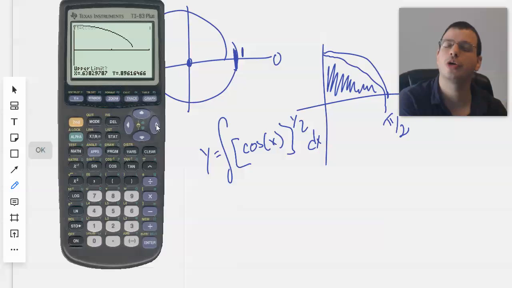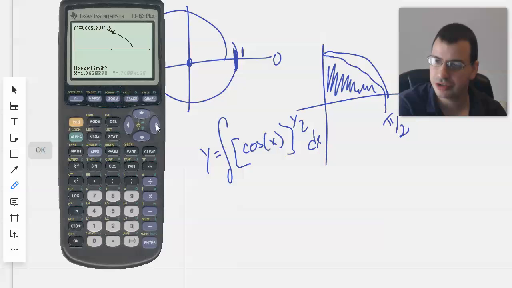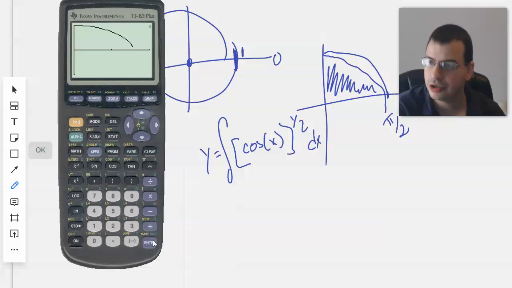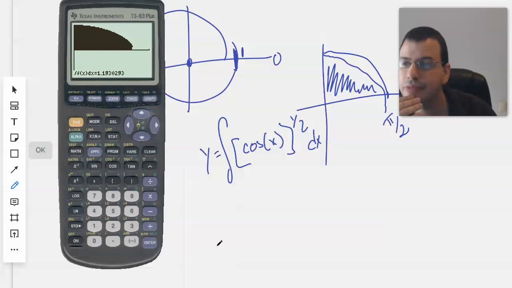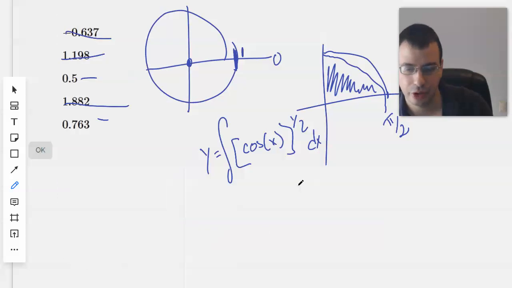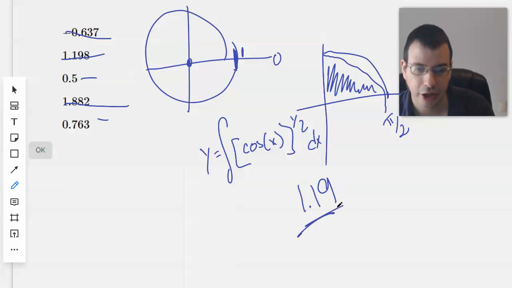Oh, you are so slow, calculator. See, this is why I dislike the use of calculators. So we're going to get a number here. I want to make sure I don't go past pi over 2. So maybe back 1. It's probably good there. Enter. Do a bunch of Riemann sums. 1.19. Okay, so that's the area under this curve right here.